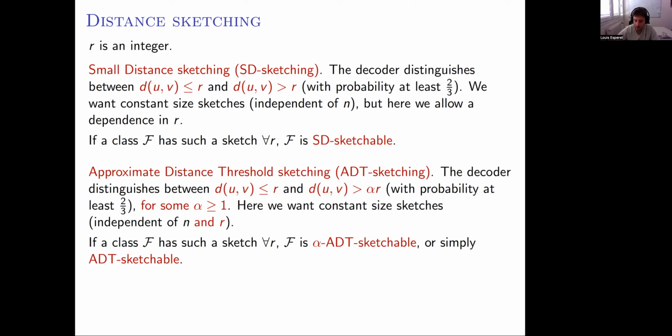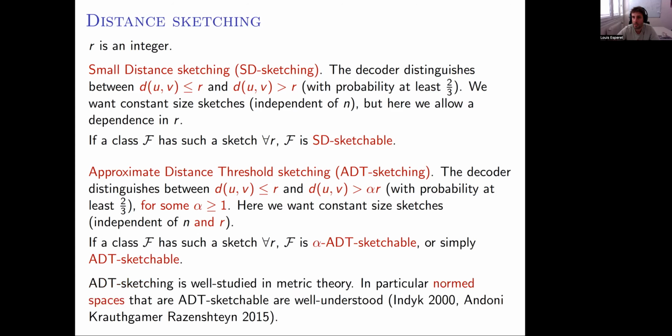All right, so we have these two notions. The second one has been quite well studied in metric theory. You can ask all these questions in any metric space. You don't need to be in a graph. There are not many general results in metric spaces, but one very nice characterization of normed spaces that are ADT sketchable. But normed spaces are very specific, very different from metric spaces coming from graphs. Right. Okay, so what can you say about small distance sketching, approximate distance sketches? Which classes have such sketches of constant size?